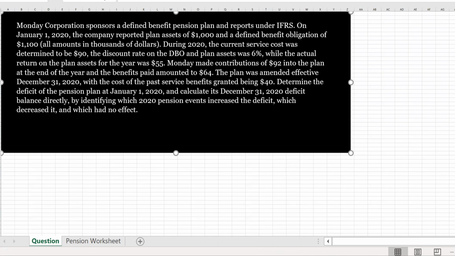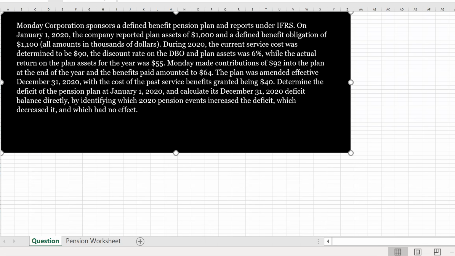This question will walk through the accounting for a defined benefit pension plan. Monday Corporation sponsors a defined benefit pension plan and reports under IFRS. On January 1st, 2020, the company reported plan assets of $1,000 and a defined benefit obligation of $1,100. All amounts in thousands of dollars, so we need to add 3 zeros to all these numbers.